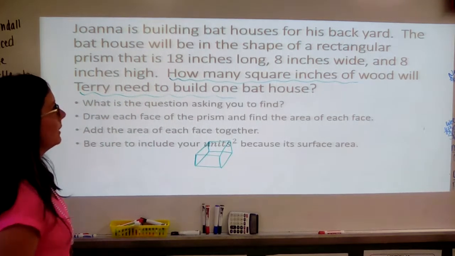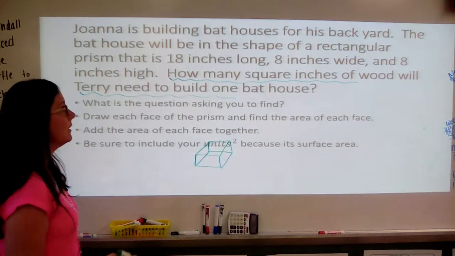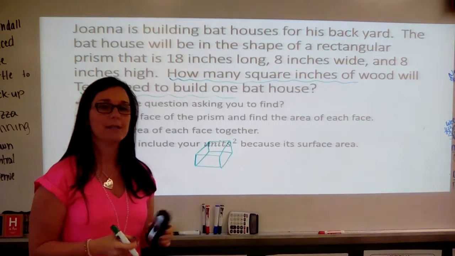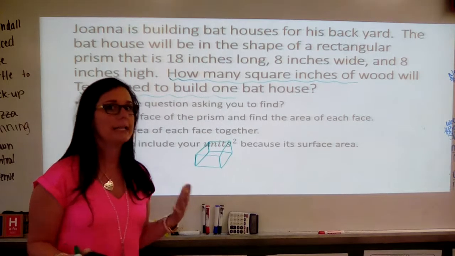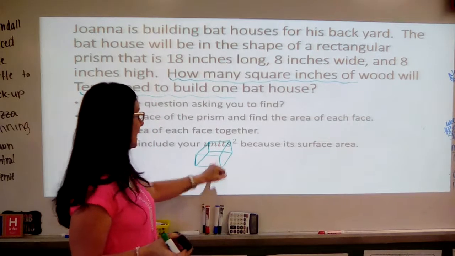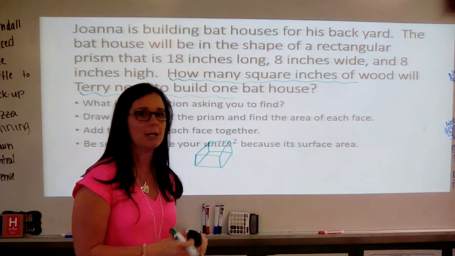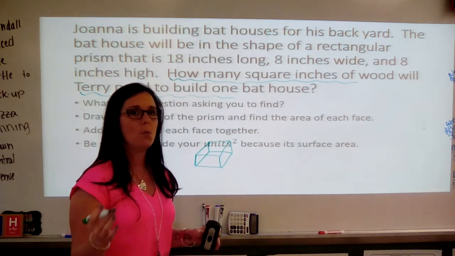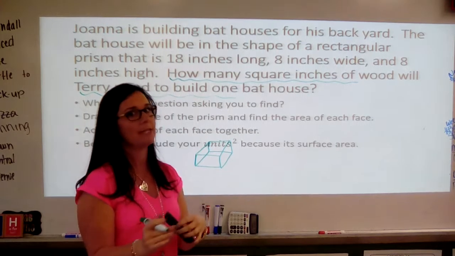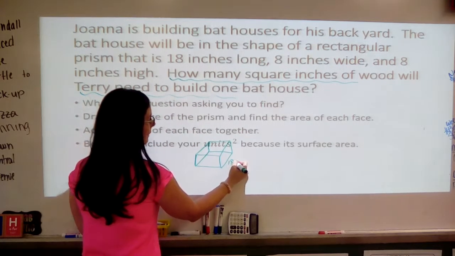Now I need to label with the dimensions that they gave me. I have 18 inches long, 8 inches wide, and 8 inches high. So because it's a rectangular prism, it does not matter where you label these, because we're just talking about a box. If we were talking about painting walls in a room, you would want to make sure that your height is the height of the room. But for most examples, it doesn't matter when you're talking about a rectangular prism what dimension goes where, because the box can be turned any different ways. With that said, I'm just going to label my 18 inches on my longest side.